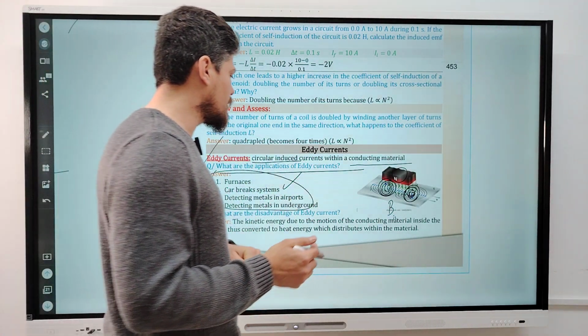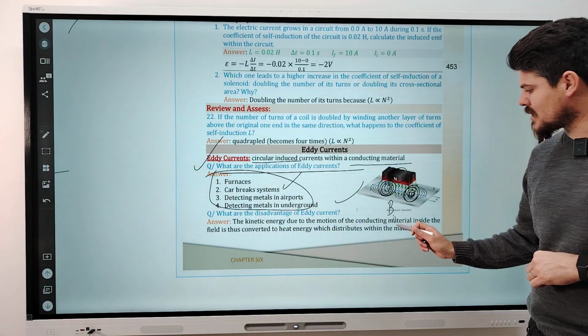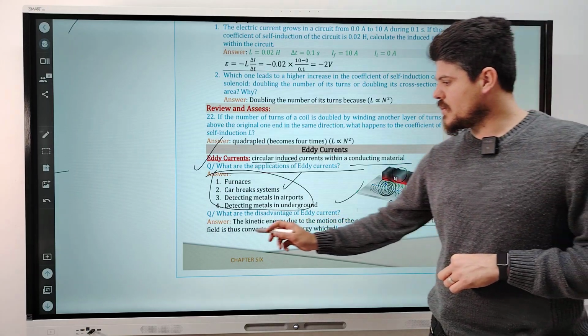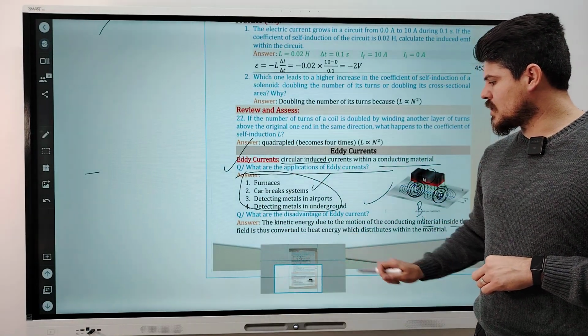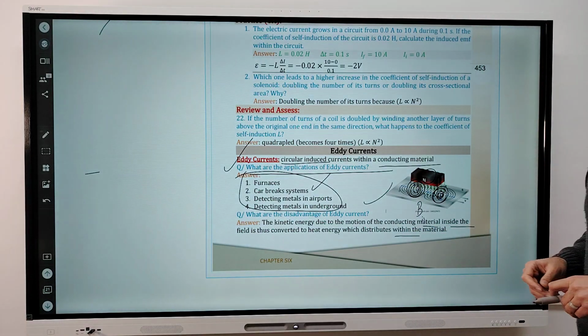What are the disadvantages of the eddy current? Some of the energy, the kinetic energy due to the motion of the conducting material inside the field, is lost and is thus converted to what? To the heat energy which is distributed within the material.